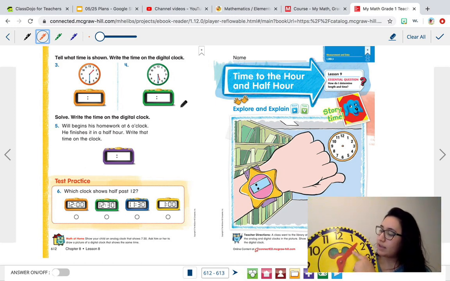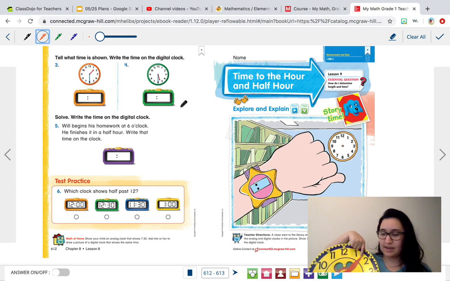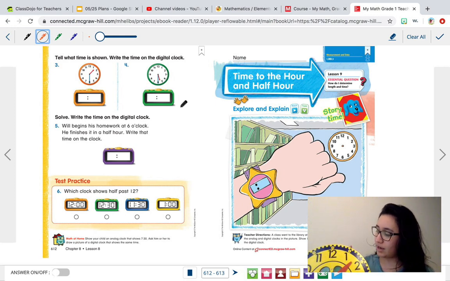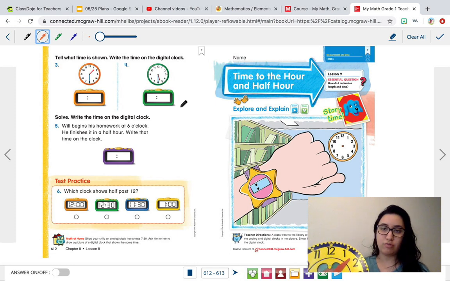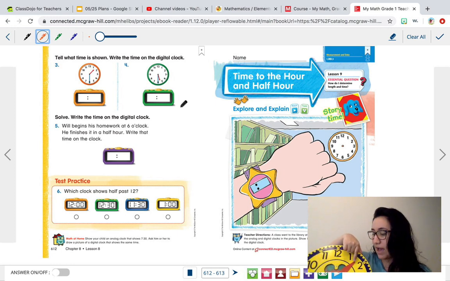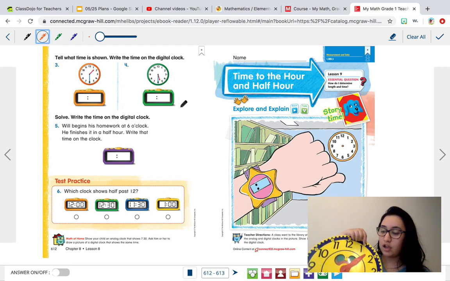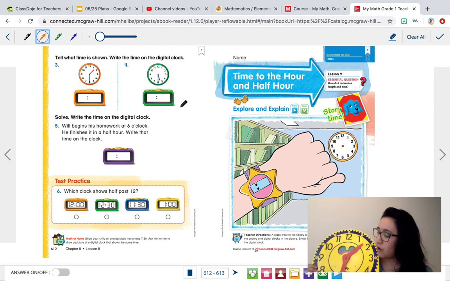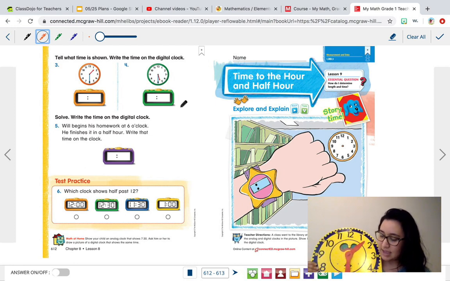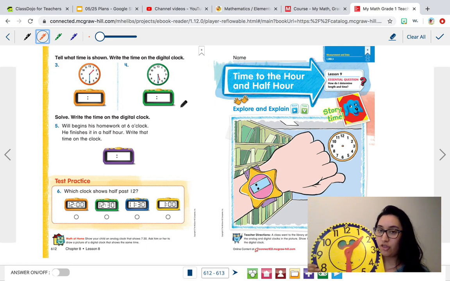And now, right here, I got it to 1:30 because the hour hand is between the 1 and the 2. That means that it's always going to be 1. So if the hour hand is between, we go back in time, and now it's 1 o'clock. So this is the picture that we're going to draw. We're going to draw the hour hand between the 1 and the 2, and the minute hand down on the 6. So that makes it 1:30.